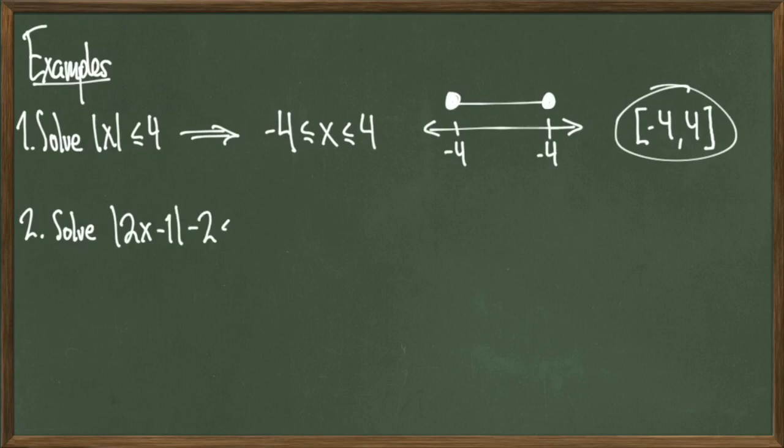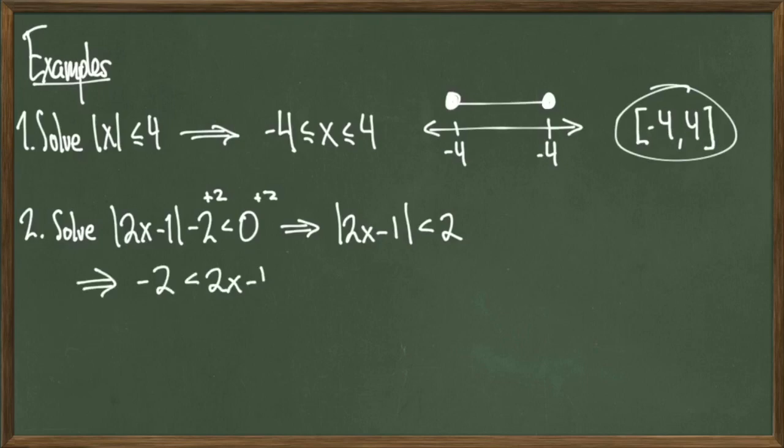In our next example, we'll solve absolute value of 2x minus 1 minus 2 is less than 0. We need to manipulate some stuff before we get started. The first thing we'll do is add 2 to both sides to get absolute value of 2x minus 1 is less than 2. Now that I've got my absolute value on one side and my numbers on another side, I can go ahead and proceed. This is still a type 1 problem, so I'll set up the inequality negative 2 less than 2x minus 1 less than 2.